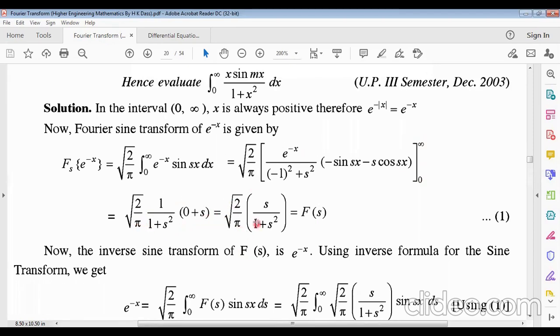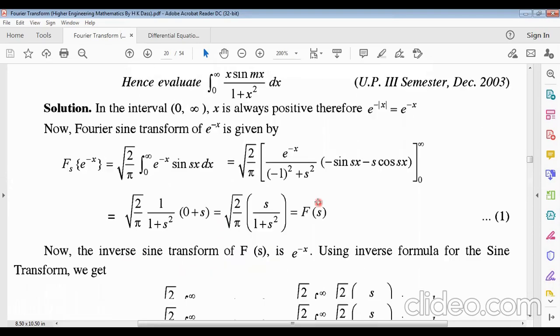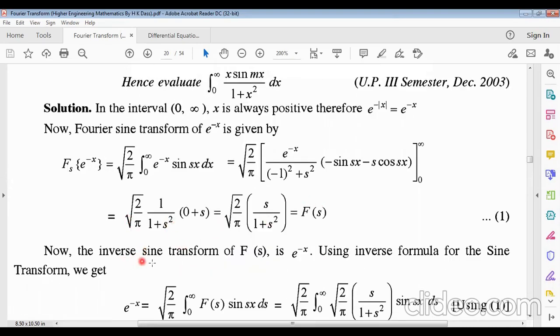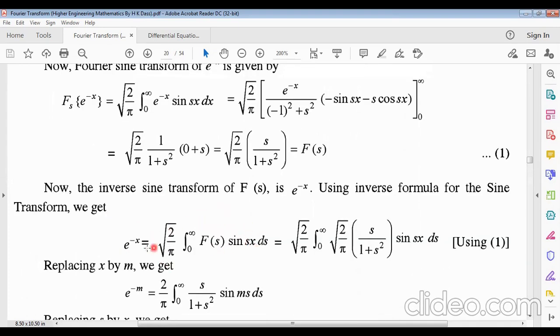So root over 2 by pi, s divided by 1 plus s square, and this is the Fourier sine transform of e to the power minus x, that means f of s. This is equation number 1. Now we have to find the inverse sine transform of f of s, that means e to the power minus x. Using the inverse formula for the sine transform, small f of x equals root over 2 by pi, integral from 0 to infinity of f of s sin sx ds.